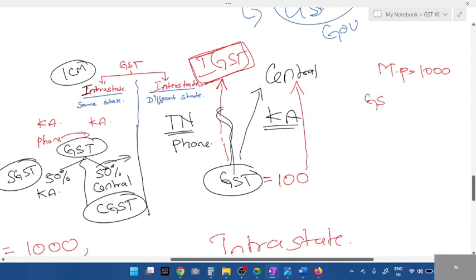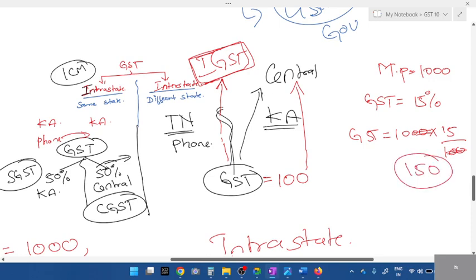GST is equal to 15%. If the percentage is given, how do you calculate the rupees value, just the GST amount? 1000 divided by 100, two zeros get cancelled. 15 into 10 is 150. So if it is interstate, remember, interstate, this 150 will directly go to the central government.